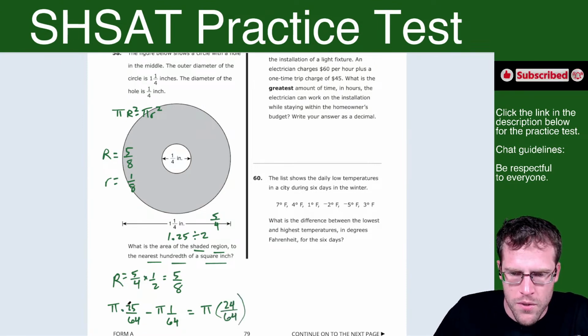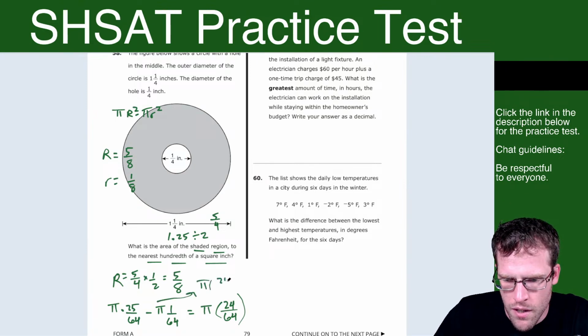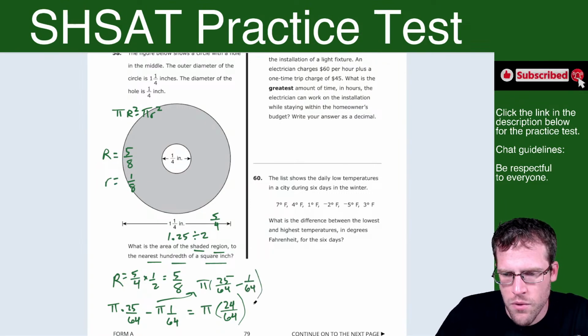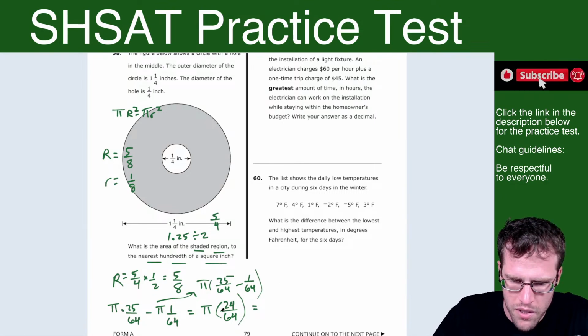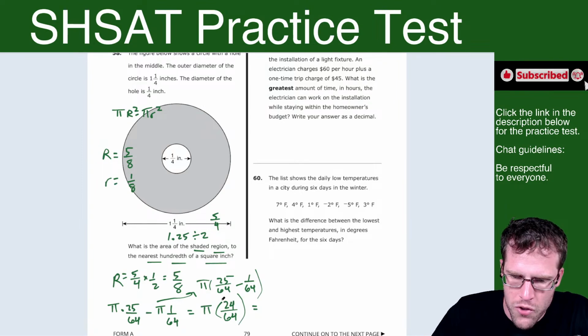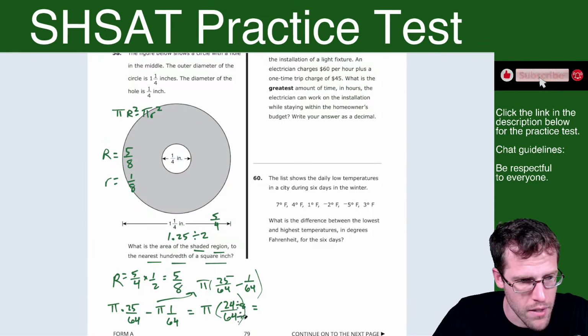Okay, so here we're just combining like terms. Just imagine you're using the distributive property, but backwards. Like you're saying pi times 25 over 64 minus 1 over 64, and that's where this is coming from. And I would reduce that, because if we have to do this without a calculator and we're rounding to the nearest hundredth, we actually have to do some decimal work here. So for this one, I would divide the top and bottom by 8.